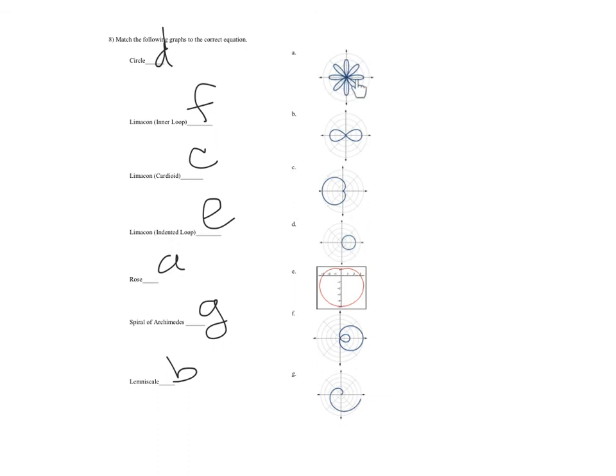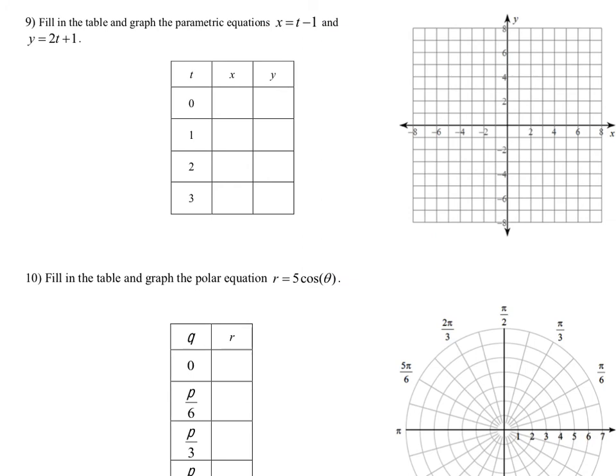The rose, of course, is the flower. That's A. The spiral of Archimedes is G. It's just a spiral. And B is the lemniscate, or the ribbon. We call this a ribbon. And that's it.